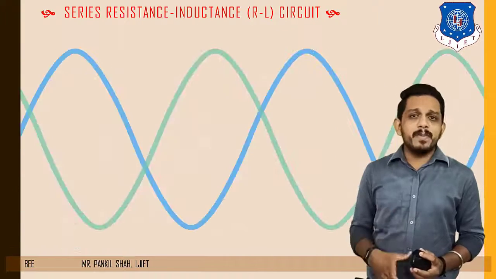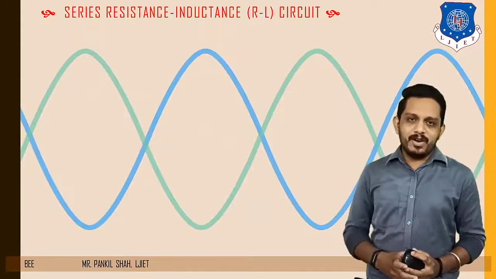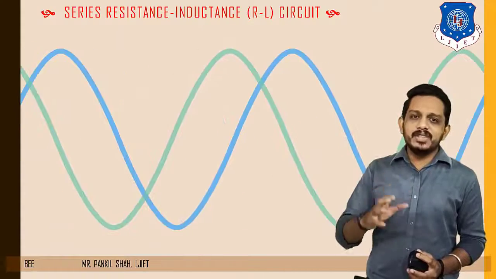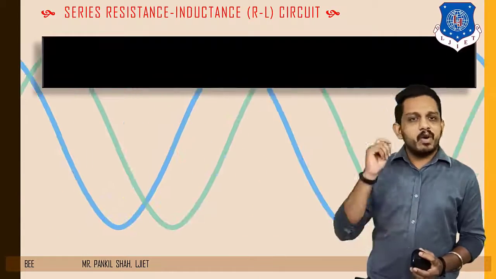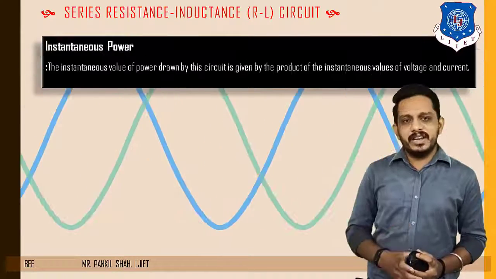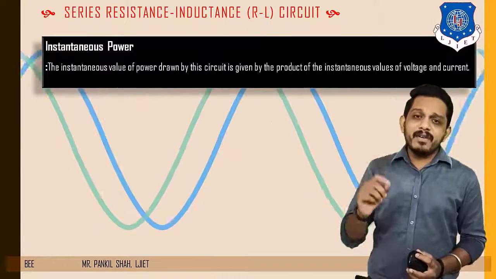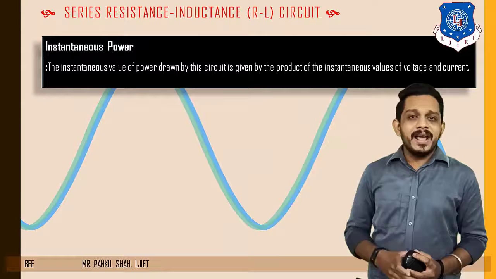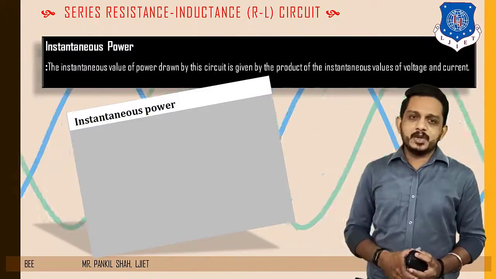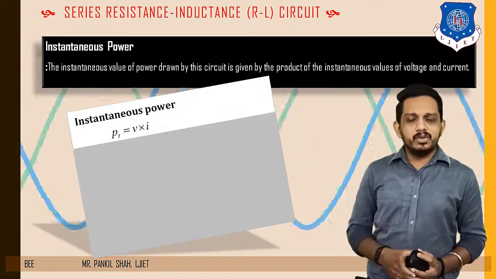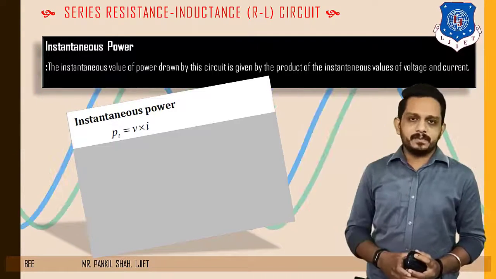Now, the next part of the analysis is the main part, and that is the power consumed by this series RL circuit. So let's first understand the definition of instantaneous power. Instantaneous power is nothing but the power consumed by this circuit at any instant of time. So basically, instantaneous power P is equal to instantaneous voltage V into instantaneous current I.